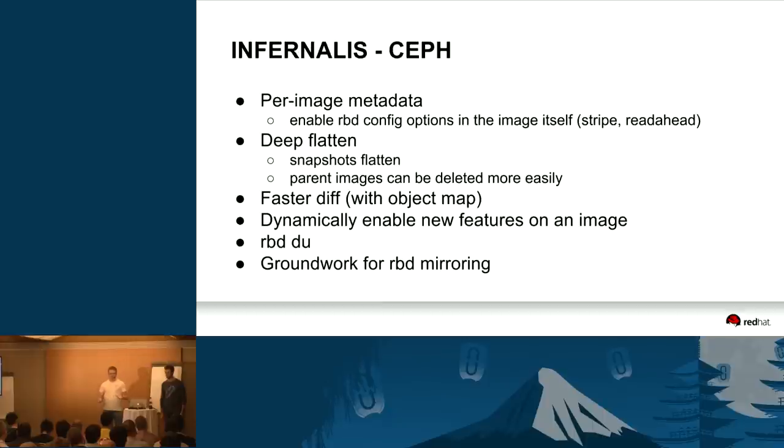The final thing that object map makes quite fast is being able to tell exactly how much space is used in a given image or snapshot. Since we're keeping track of which objects exist in a given snapshot and which ones change between different snapshots, we can very quickly tell you with the new rbd du command how much space a given snapshot or image uses without having to query anything else in the cluster, just this object map metadata. And that might be used in the future as well for reporting back into OpenStack about how much space is actually used versus how much is simply provisioned.